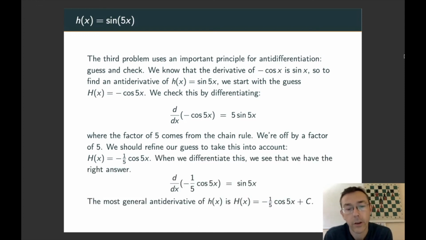Now when I differentiate, the 5 that comes from the chain rule multiplies by the 1/5 and cancels. Overall, I get sine of 5x, which is just what I wanted. So that negative 1/5 cosine of 5x is an antiderivative. Of course, we need the most general antiderivative. That's why I'm adding the plus c on the end. Then I know that I have found every possible antiderivative for sine of 5x.